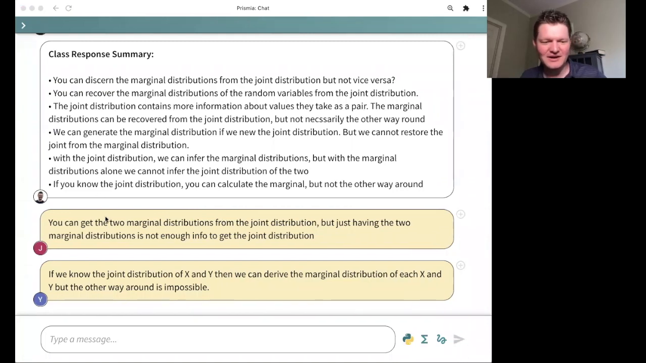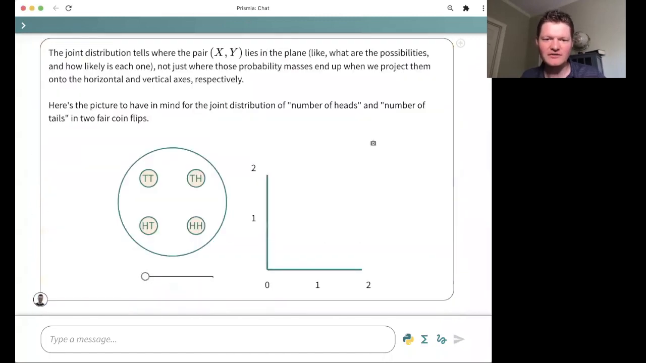So here's the answer I prepared. The joint distribution tells us where the XY pair lies in the plane. Like what are the possible outcomes for what X is and what Y is together and how likely is each one. And it's not just telling us where those probability masses end up if we just consider one of the random variables at a time.